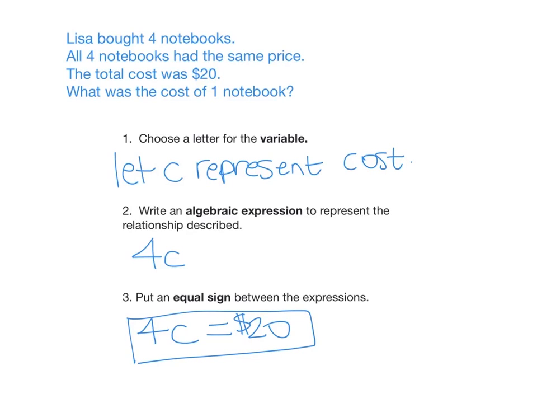Now we can look at this equation as 4 notebooks times an unknown cost will give us $20. In order to solve this equation, if you have your multiplication table memorized, you will know that 4 times 5 will give us 20. Therefore, C, which is our variable, must be 5. And to answer the question, what is the cost of 1 notebook? Well, the cost of 1 notebook is $5.